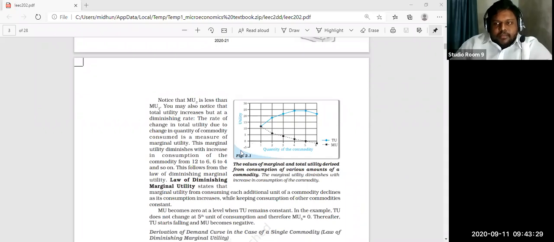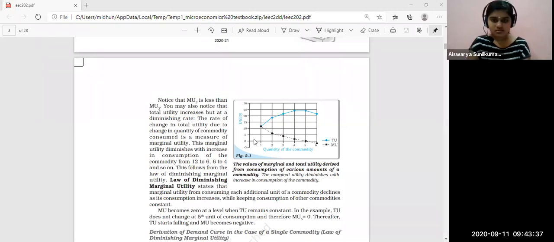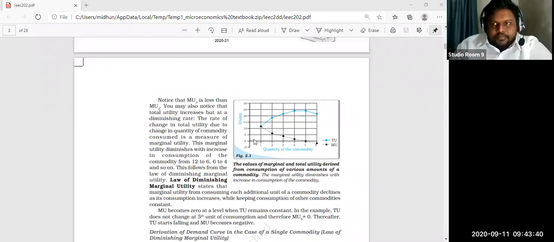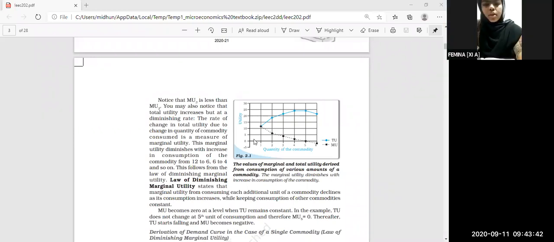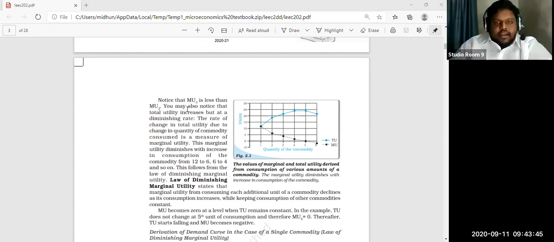Is that clear? Are you able to read that graph? Yes, sir. Femina, any doubts? No, sir. Okay. So here you can see that MU3, the marginal utility of the third product, is less than the marginal utility of the second product. You may also notice that total utility increases, but at a diminishing rate. Total utility is increasing, but the marginal utility is going down. It is diminishing.